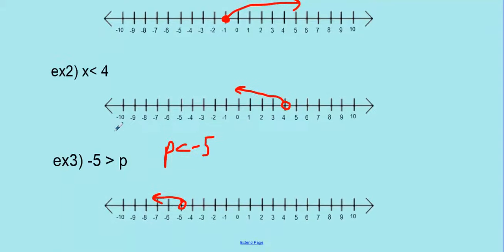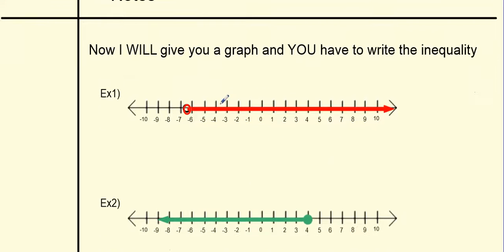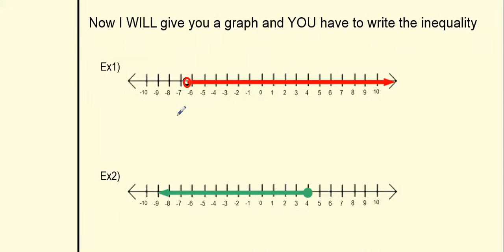Alright, and there's a few more examples for you. If you're given the graph and you have to write the inequality, same thing. You can use any variable. I'm just going to use x. Alright, so this is looking like -6.5. Our goal is just to place the inequality symbol there. So we were looking for all the numbers that are bigger than -6.5, so greater than.